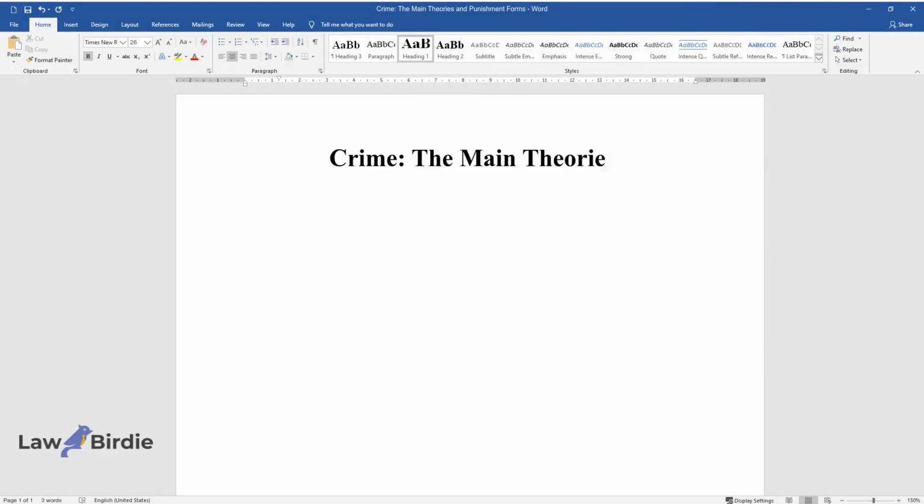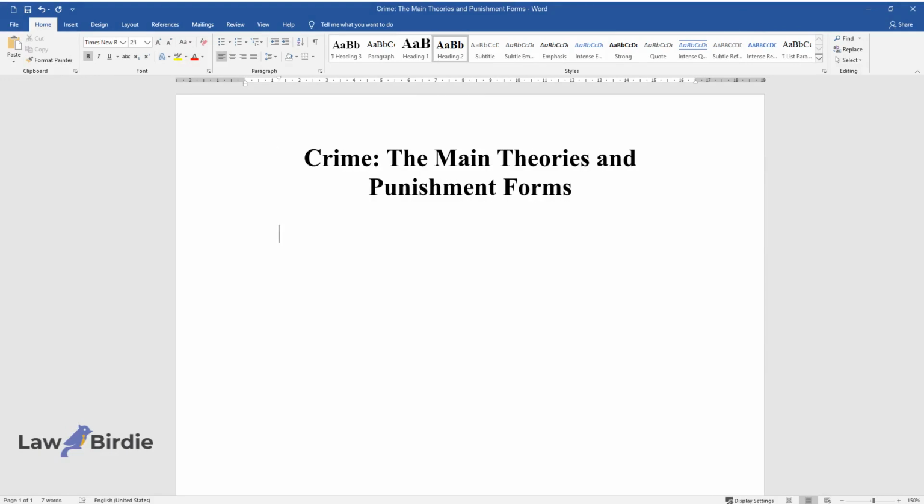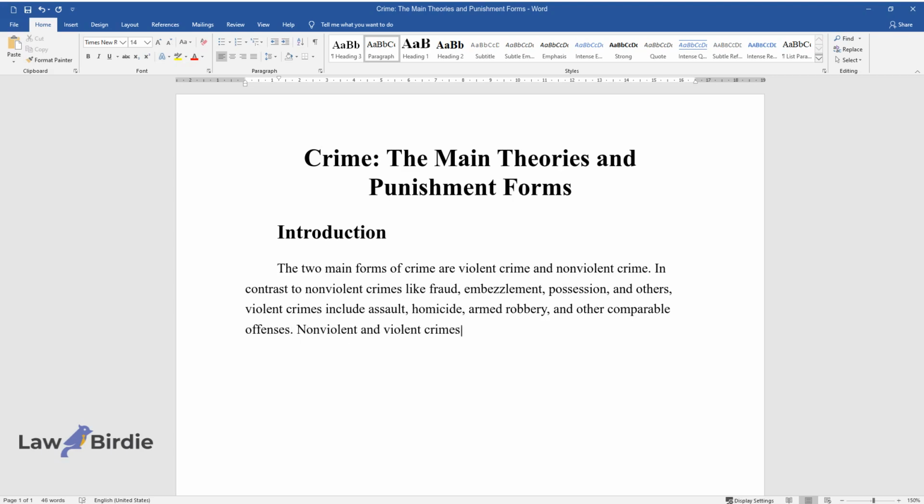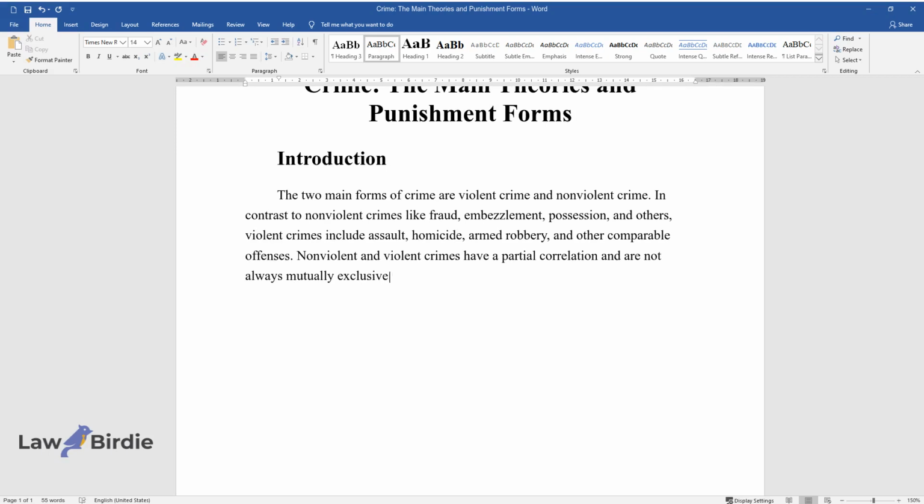Crime, the main theories and punishment forms. Introduction. The two main forms of crime are violent crime and nonviolent crime. In contrast to nonviolent crimes like fraud, embezzlement, possession, and others, violent crimes include assault, homicide, armed robbery, and other comparable offenses. Nonviolent and violent crimes have a partial correlation and are not always mutually exclusive.